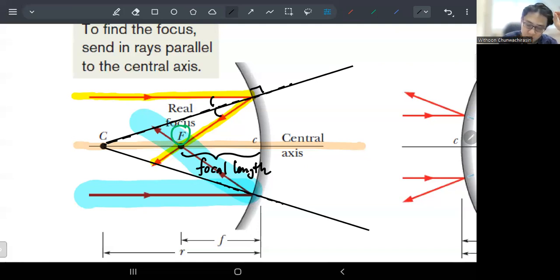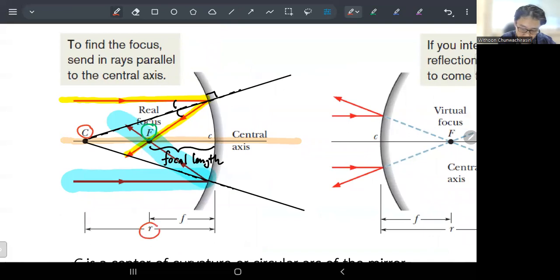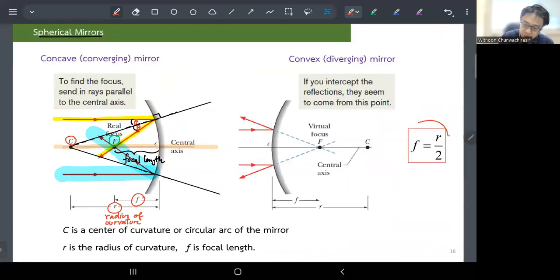That's why we can call the point C over here the center of curvature of the mirror. And the distance from point C to the center of the mirror, we can call R, which is the radius of curvature. By the law of reflection, if this is theta, this must be theta, it's half. So you know right away the focal length is supposed to be half the radius. It just cuts the angle in half, so it cuts the distance in half as well. So you get the first relationship right now.